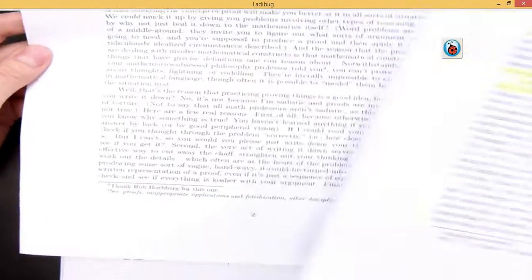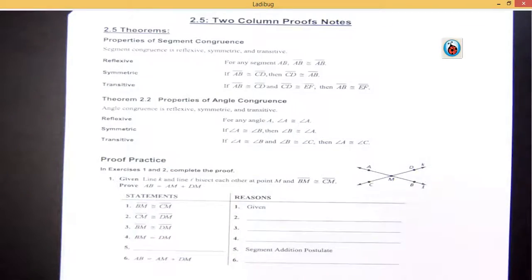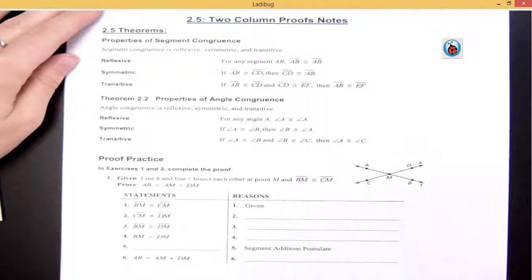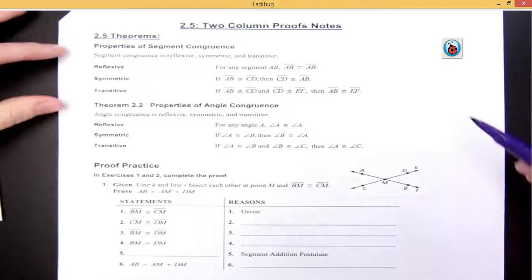If you want to read more of this article, it's kind of interesting, but I'm not going to read a 3-page paper to you. So stick with it. If proofs are difficult for you, sometimes it's easy. A lot of students just don't like these. It's okay, stick with it. It'll get easier, and it develops those thinking skills.